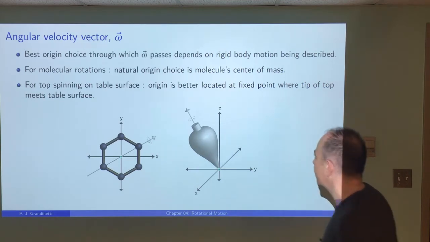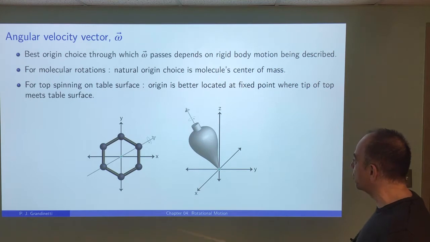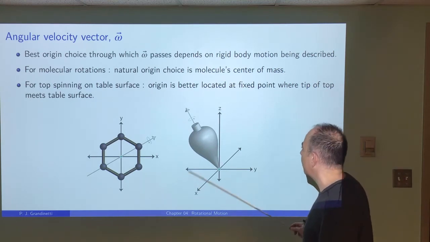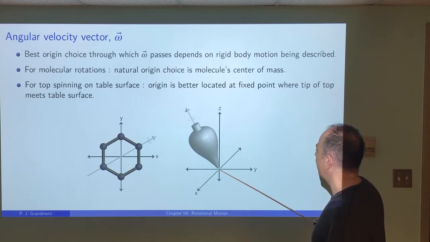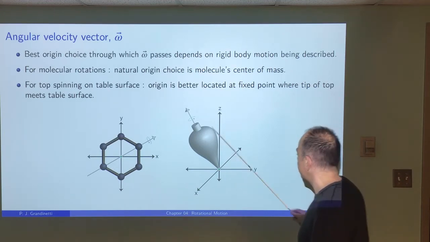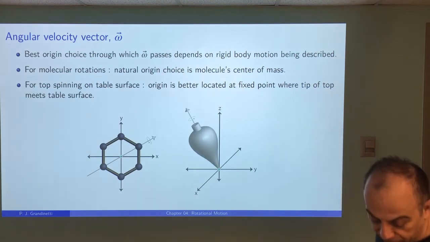Another example, just to show you a different case, is if you had a spinning top and you're describing the motion here, you wouldn't want to put the origin at the center of mass of the object, but you'd want to put it here at the tip of the top, where that is the origin that you're setting up your angular velocity vector in your coordinate system.